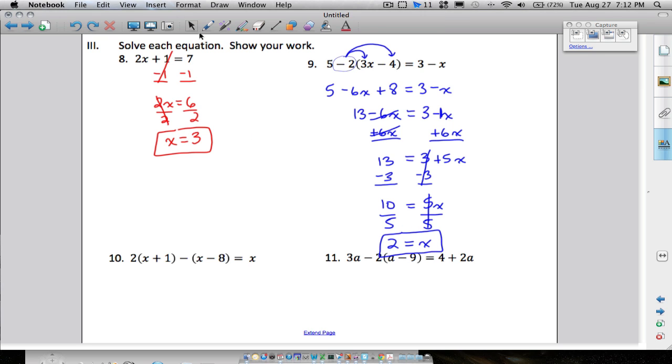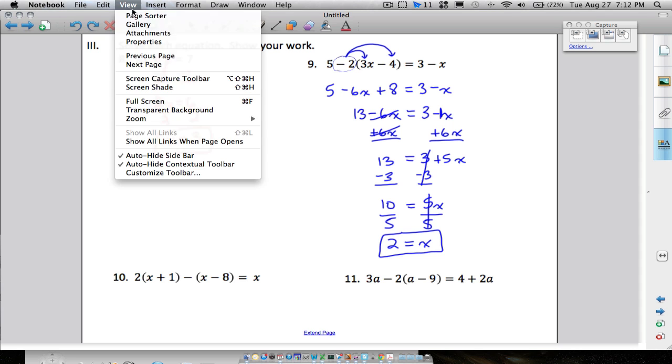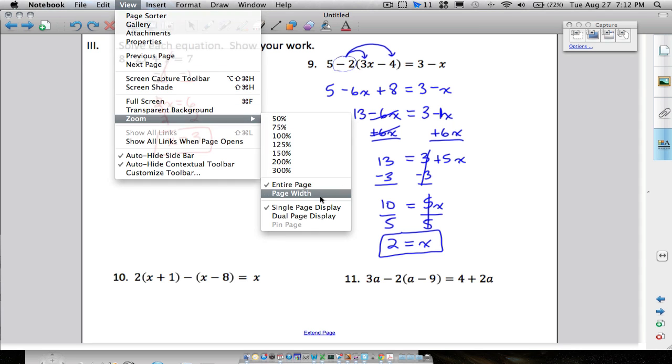Now, something I have failed to do, but you need to be doing it, is checking your work. And what we'll do is we'll come back and we'll check all of these at one time because I'm already on a roll, I guess you can say.